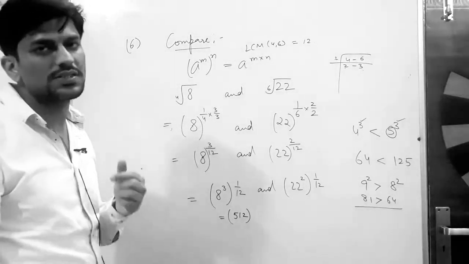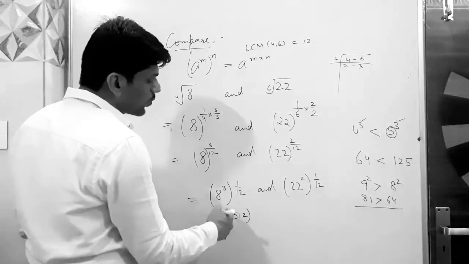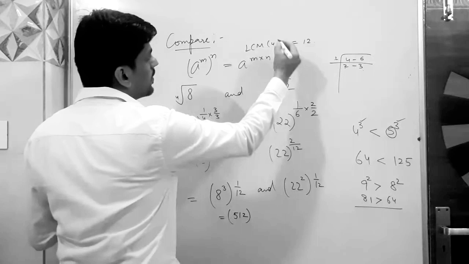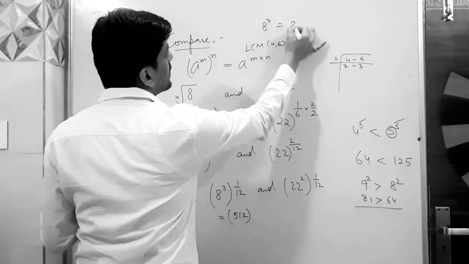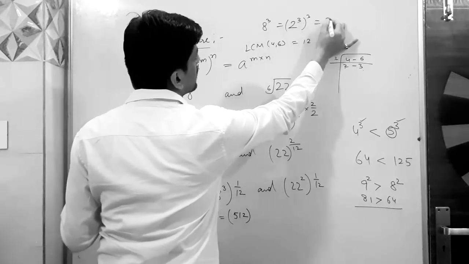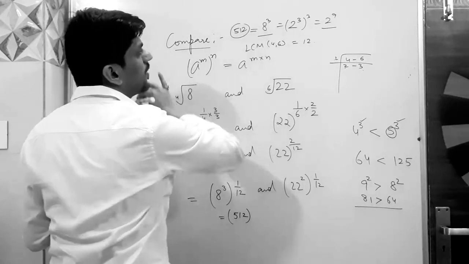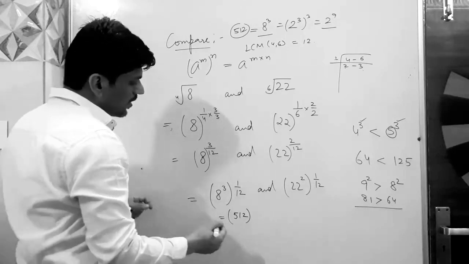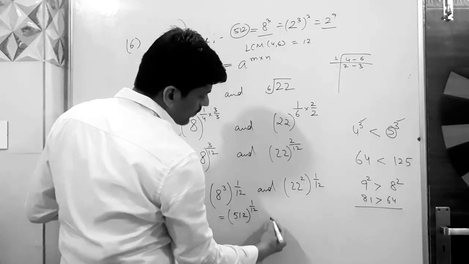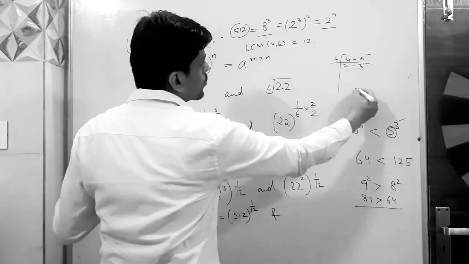So 8 raised power 3 is 512. 8 8s are 64, 64 times 8 is 512. 2 raised power 9 is also the same. 8 raised power 3, it is 2 raised power 3, power 3. So 2 raised power 9 and 8 raised power 3, both are 512.